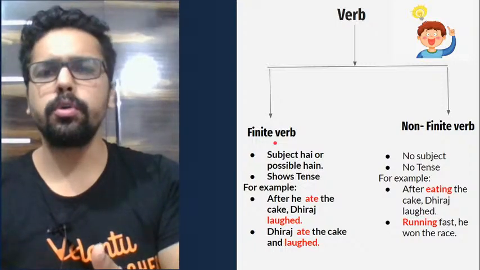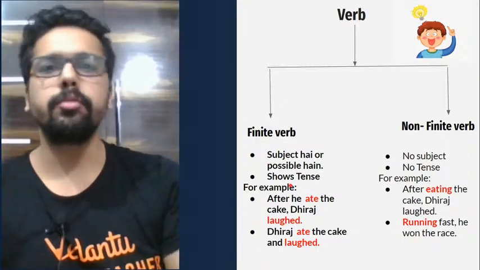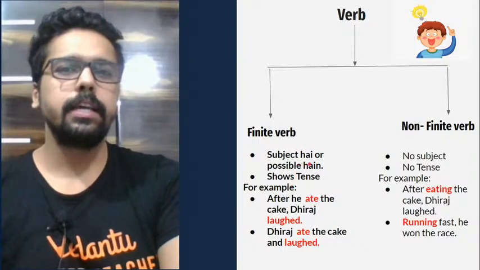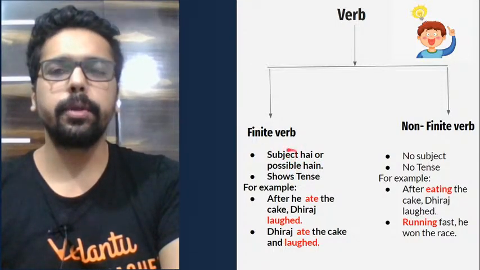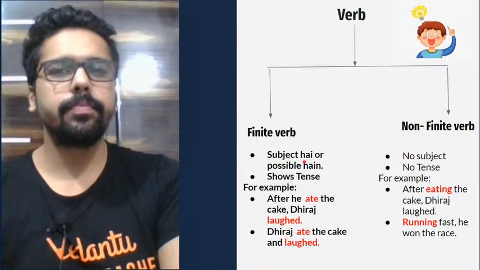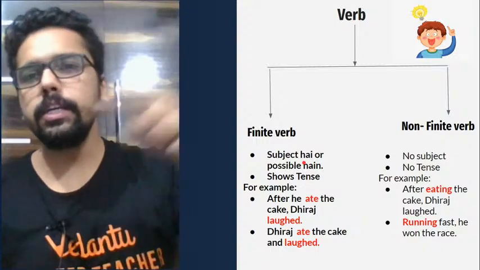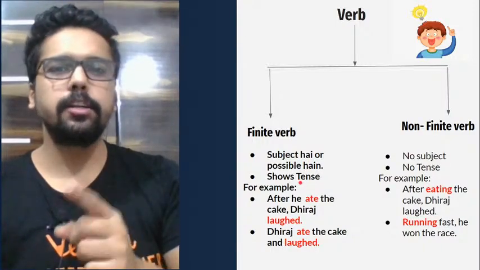For those of you who still don't know what a finite verb is, a finite verb is a verb that shows tense and has a subject before it. Simple. See, "subject hai or possible hai." This is what we had discussed when we did non-finite verbs. So for a finite verb, it has a subject, or using a subject before it is possible. That's why it is written "subject hai or possible hai," and it shows tense.